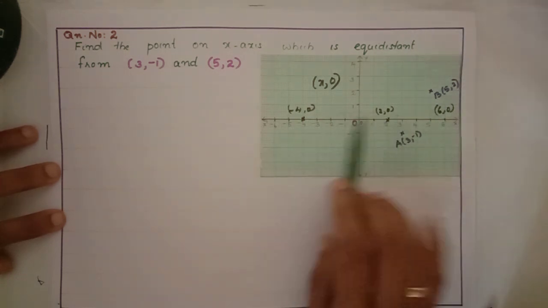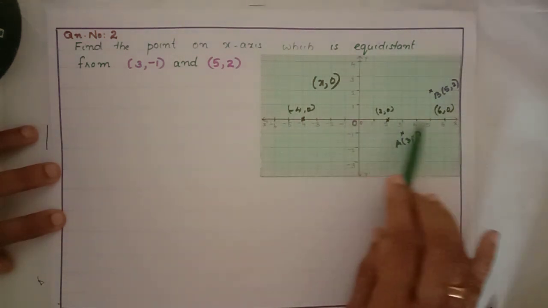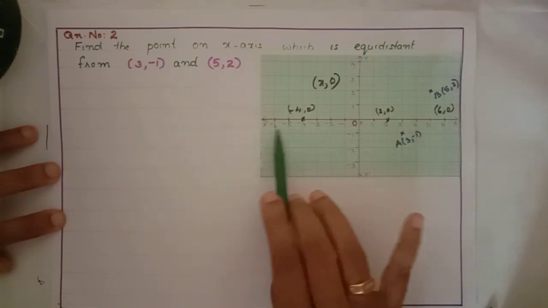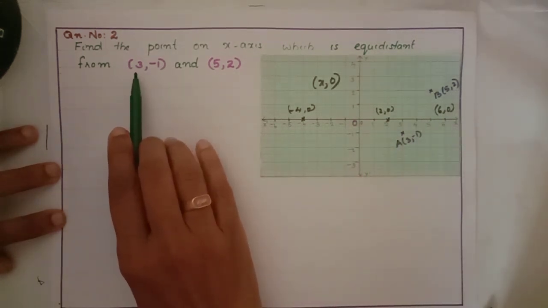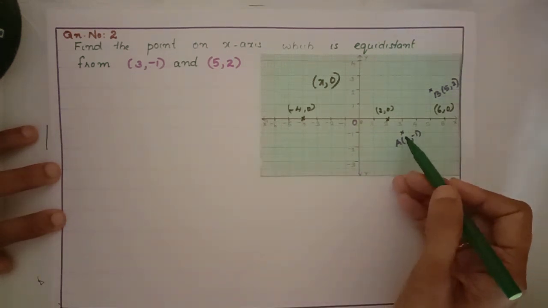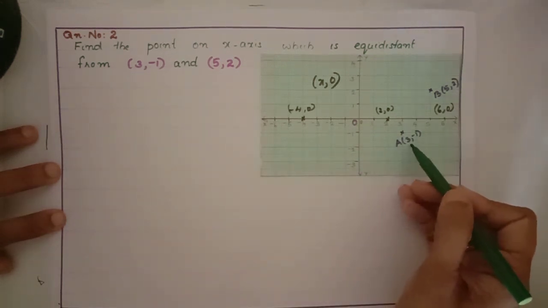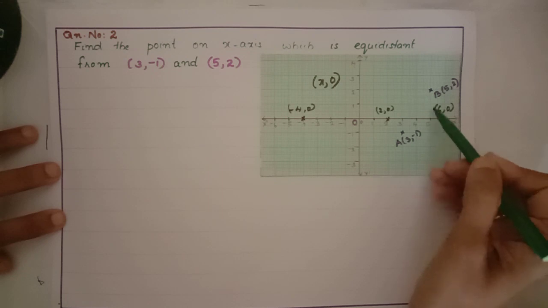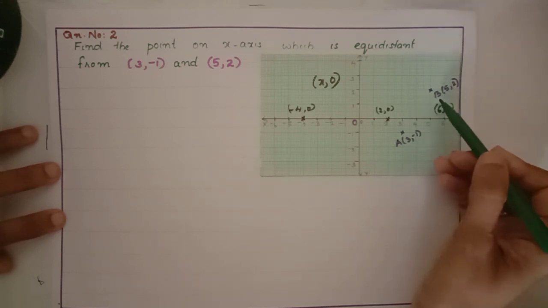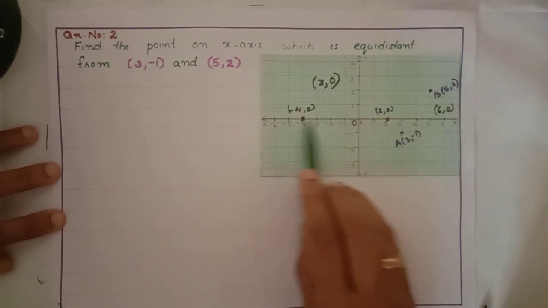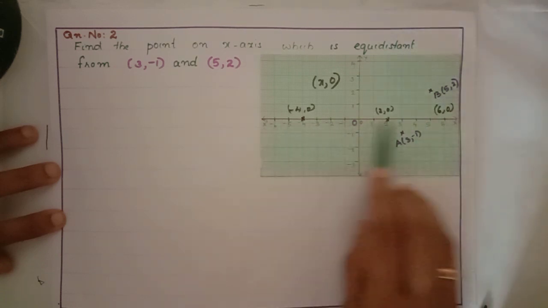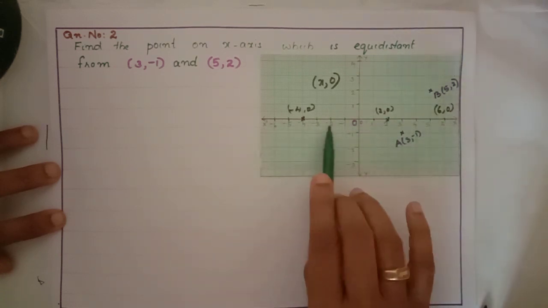In the same way, we have to find another point on the x-axis which is at an equal distance from (3, -1). So I have taken the point A as (3, -1) and B as (5, 2). Okay, we have to find a point on the x-axis. So what will be the general form of a point on the x-axis?